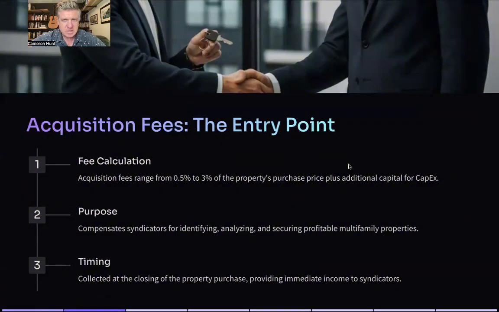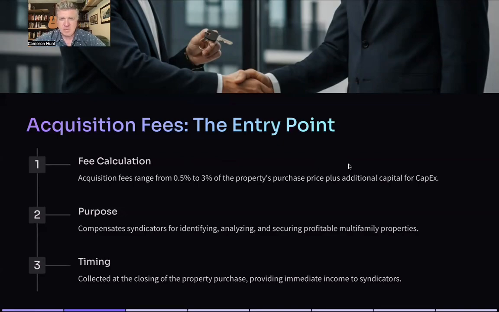So this ranges from typically 0.5 to 3%. It is based on the purchase price of the property plus any CapEx budget. So if you're buying an apartment complex for $10 million and there's a $2 million CapEx budget, meaning a renovation budget, basically, that means this percentage gets applied to the full $12 million. This gets paid to the general partners that are sponsoring the deal, and it gets paid out at closing.